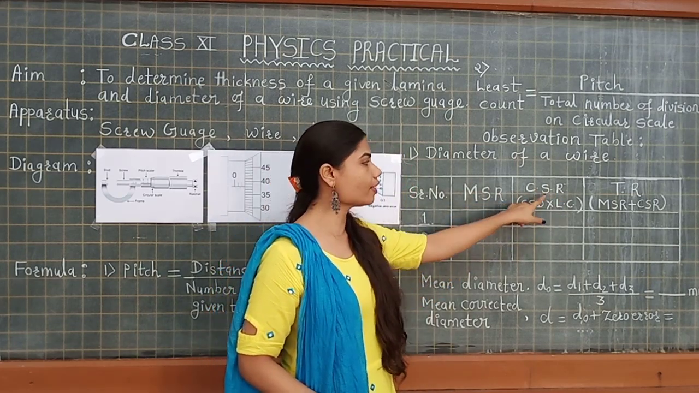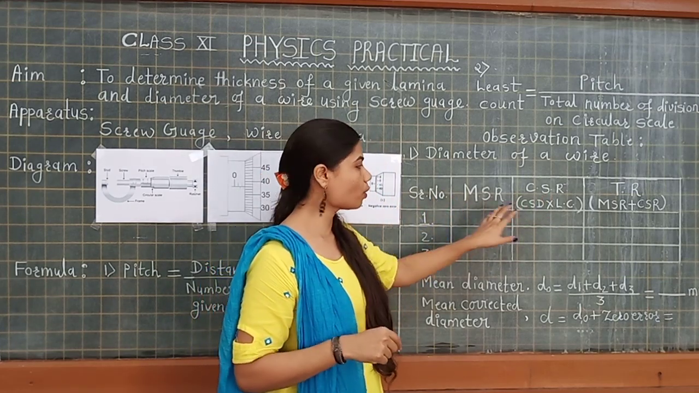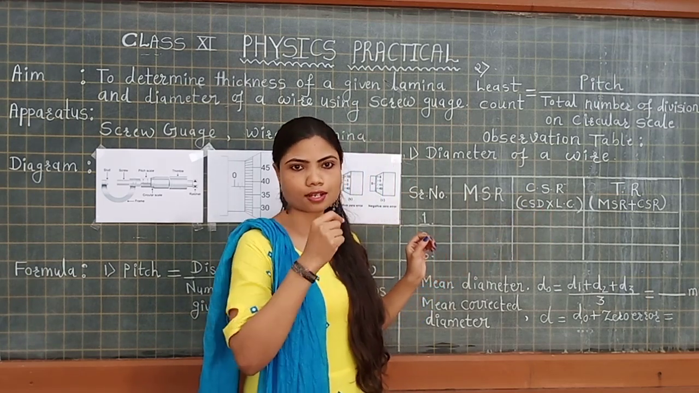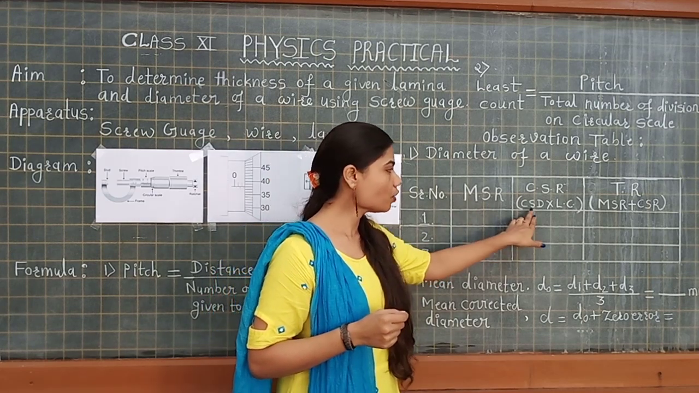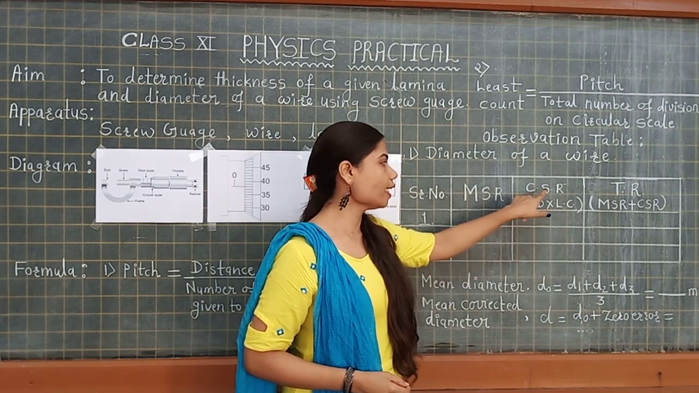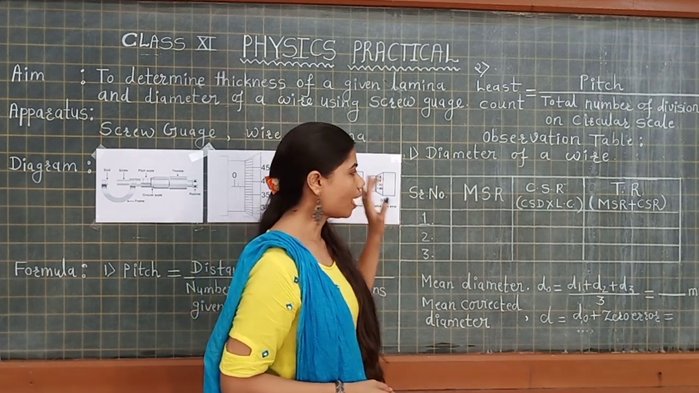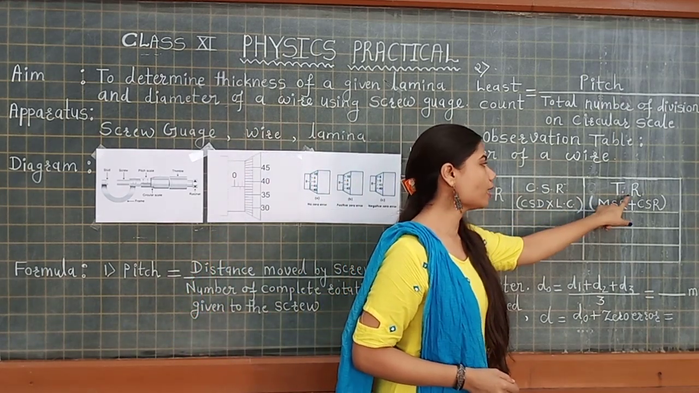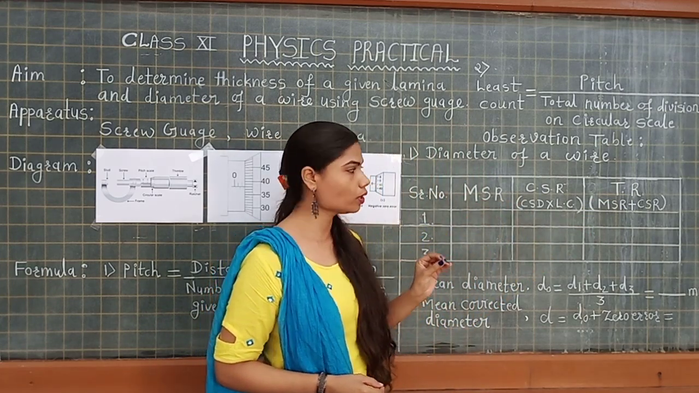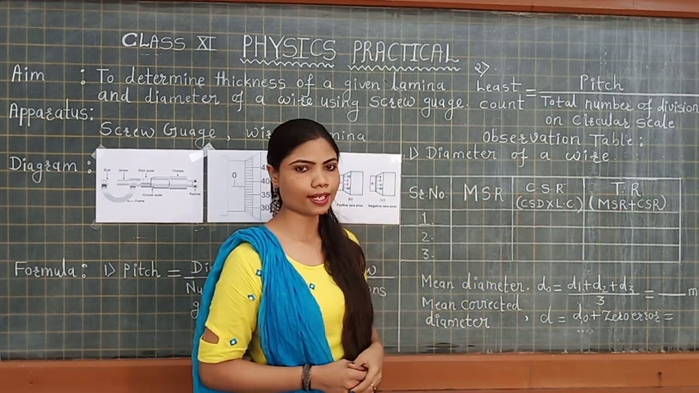This circular scale reading is not directly found from the screw gauge. We are going to calculate the circular scale division. There are only the divisions on the circular scale. But once you get your circular scale division, you have to multiply it with the least count, and only then are you going to get the circular scale reading. And with the help of these two, we are now able to calculate the total reading. Total reading is actually the sum of the main scale reading and the circular scale reading.